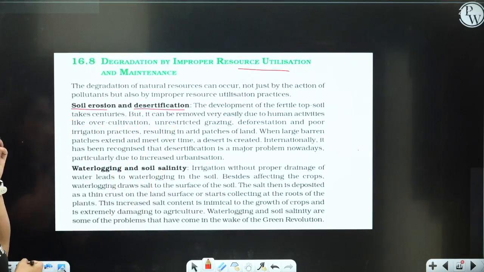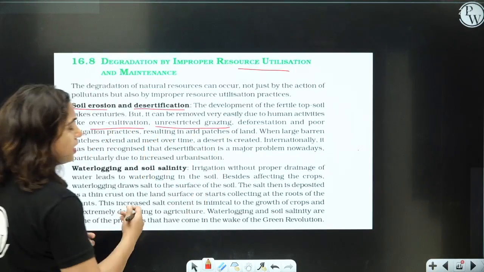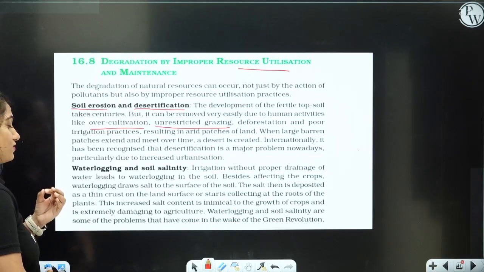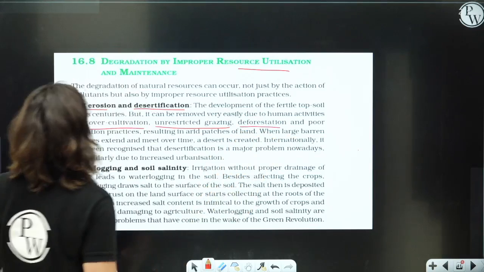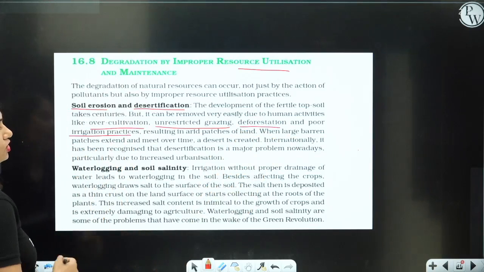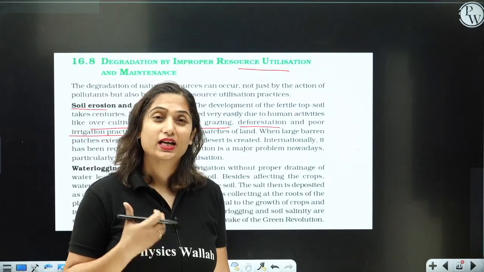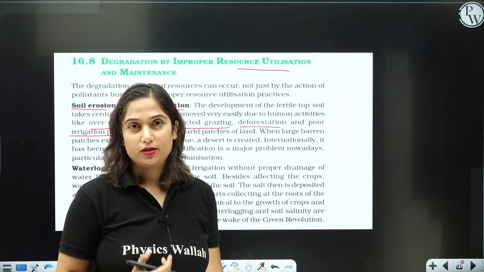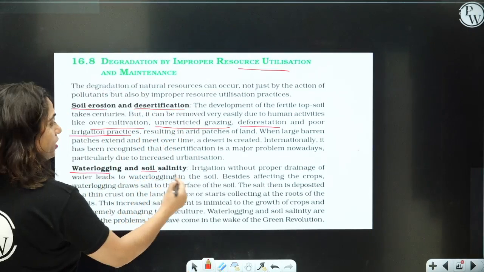So what is soil erosion and desertification? Because of over cultivation, because of unrestricted grazing by animals, deforestation and poor irrigation facilities, the nutrition present in the soil is getting depleted. The water content in the soil is getting depleted, right? Then water logging and soil salinity.